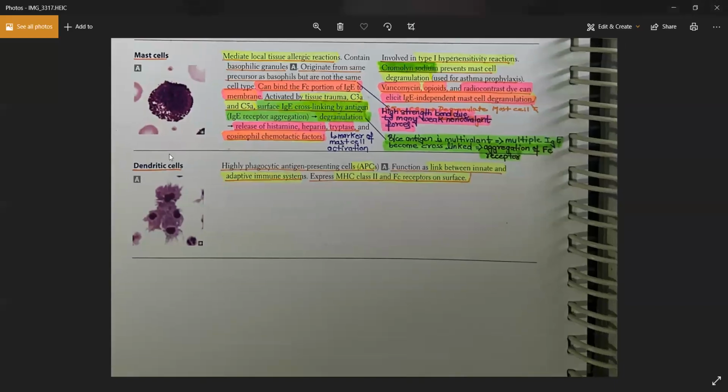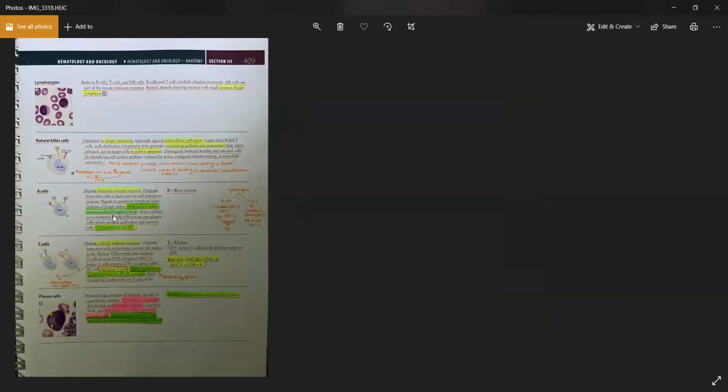Now comes the dendritic cells, which are highly phagocytic antigen presenting cells. Their main function is antigen presentation only. These are the link between the innate and the adaptive immunity. They express MHC class 2 and Fc receptors on their surface also. So nothing much about these cells. They have only one function, which is antigen presentation. Nothing much more about that.